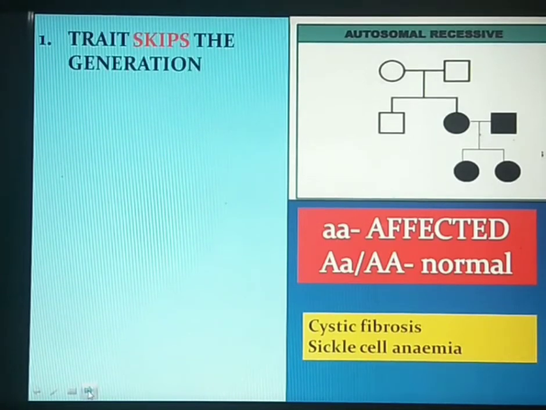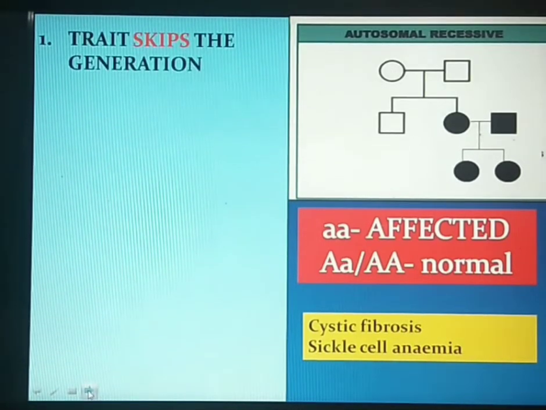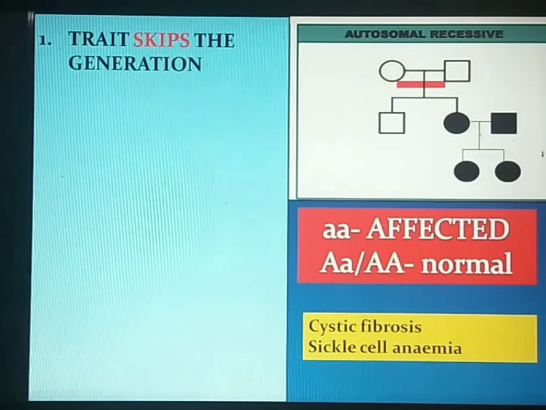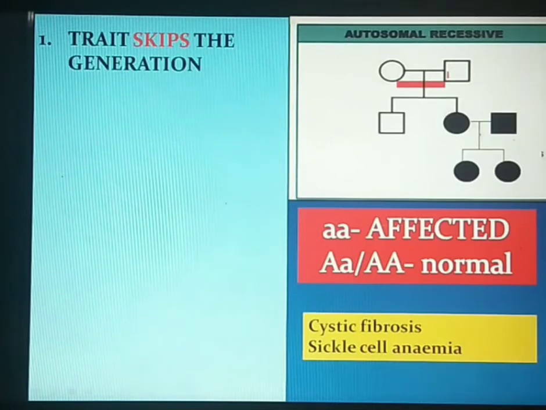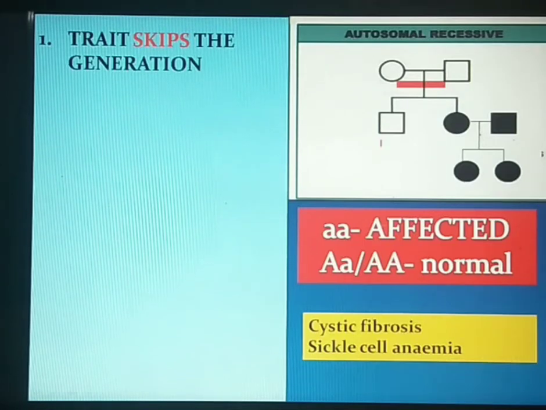So the first rule, the trait skips the generation. We can see here, it skips the generation. So in any generation, if there is skipping of the trait, it indicates that it is autosomal recessive.